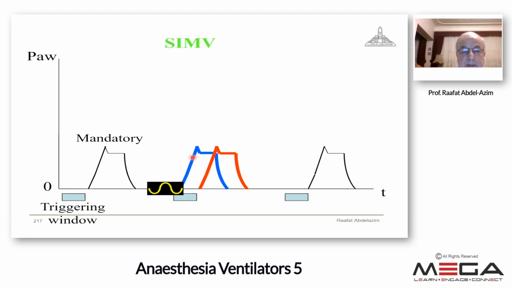So here, this is mandatory. This is the spontaneous breathing, in yellow. Here, sensing. Here, synchronized mandatory ventilation. The red one will not be there. And again, sensing in the next ventilation. So briefly, this is synchronized intermittent mandatory ventilation. It can be controlled by volume, rate and volume, or rate and pressure.